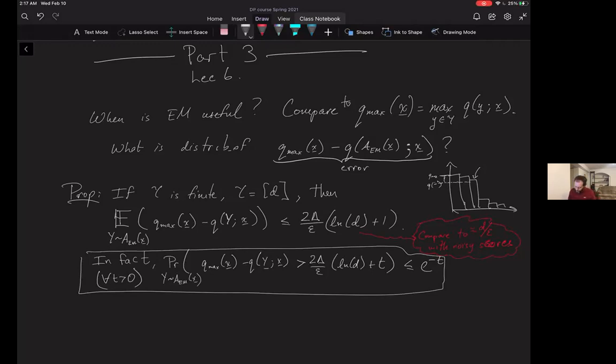Once you pass this log, not only is the expectation just a little bit bigger than 2 delta log d over epsilon, but once you get past that, you have a very small probability of seeing those outputs. So in particular, if there's a clear winner in your selection problem, if there's one candidate, say in your election, which won by a noticeable margin, more than something logarithmic in the number of candidates, then you will select the correct output with really high probability.